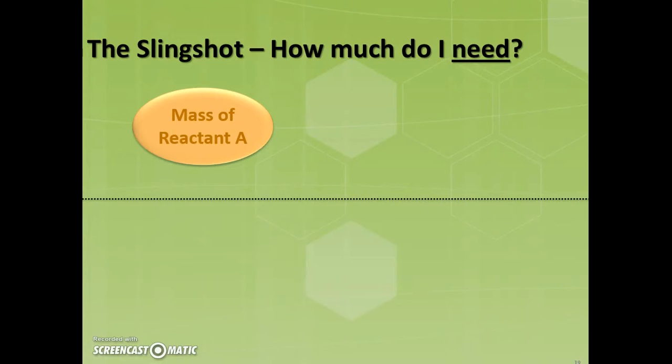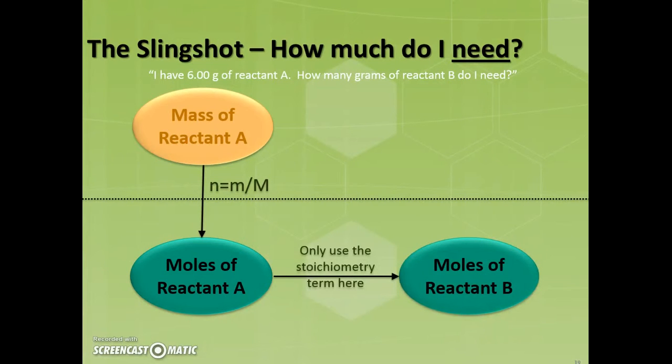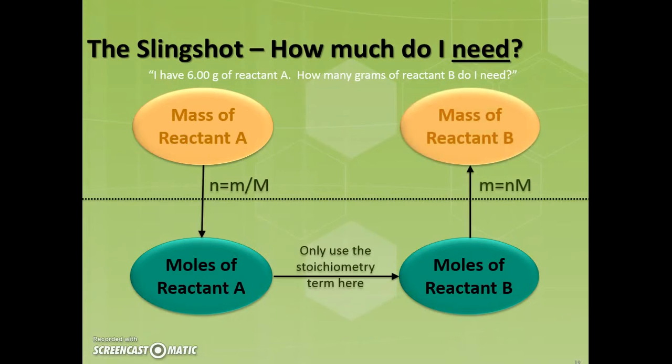And finally, the last approach is when we're given 6 grams of reactant A and we're asked how many grams of reactant B we should measure into the reaction flask to fully react reactant A. And of course the process is again very, very similar. We find the number of moles of reactant A by using the molar mass. We apply the stoichiometry term to find the moles of reactant B. And then we use the molar mass of reactant B to calculate the mass of reactant B and report it out and collect 100%.